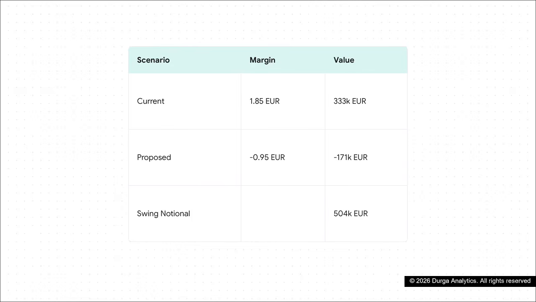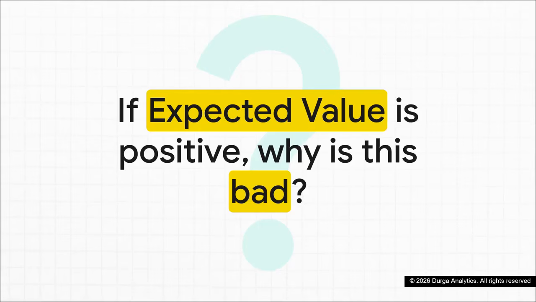value. Great, right? But wait, if the proposed tariff actually goes through, that margin flips to a negative 95 cents, resulting in a 171,000 euro loss. That single tiny rule change creates a massive €500,000 swing on your P&L. Now, let's say your quants are brilliant, and they rigorously assess that there's only a 25% chance of that rule change actually occurring. That means the expected value remains mathematically positive at 207,000 euros.